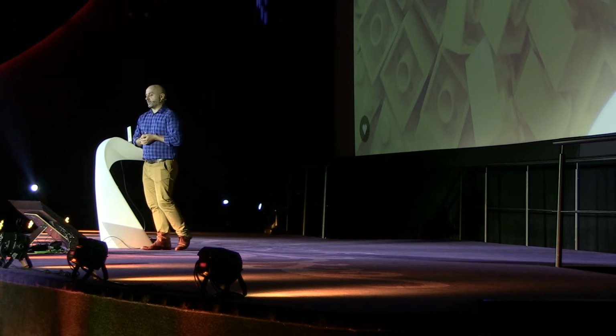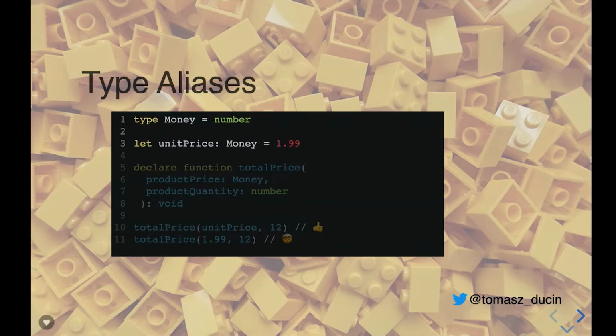So the first step that we can do is to provide an alias for a type. So we create just type Money equals number, and we create a unit price variable that is of type Money, that is 1.99. So not very much changes, right?